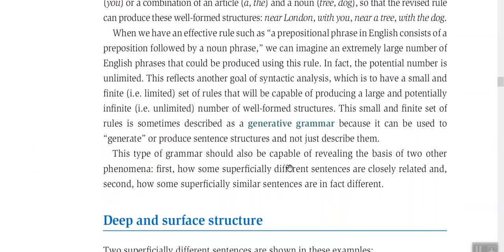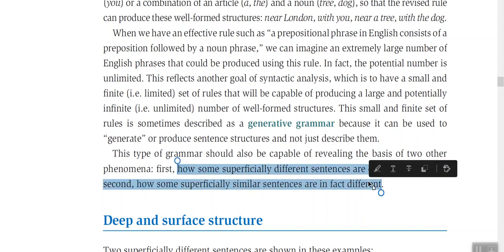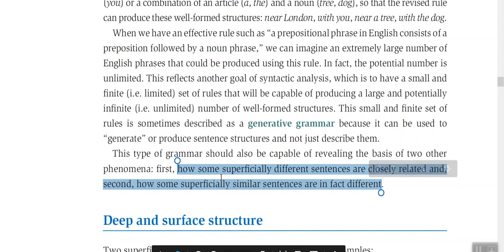This type of grammar should also be capable of revealing the basis of two other phenomena. So we have two other phenomena within generative grammar, or we can say transformational generative grammar. We will talk about this in detail in this chapter. How superficially different sentences... This is very important. This question, we will have the answer here. How some superficially different structures are closely related.